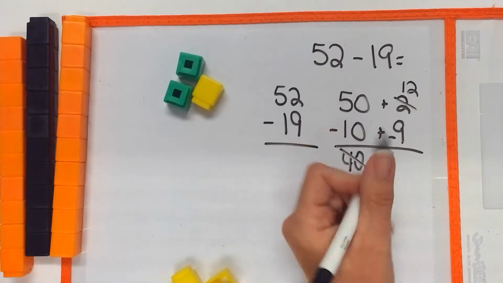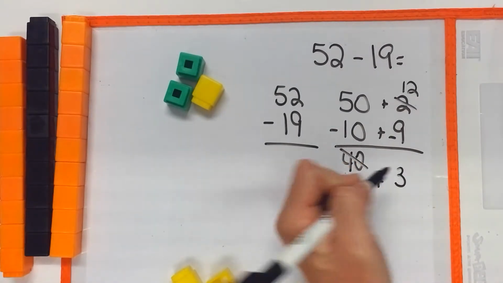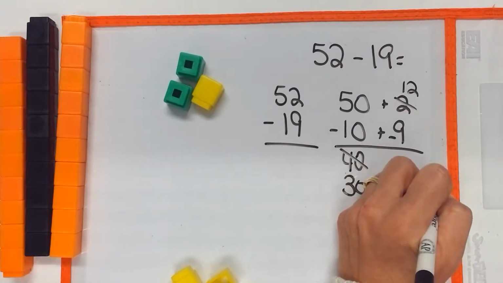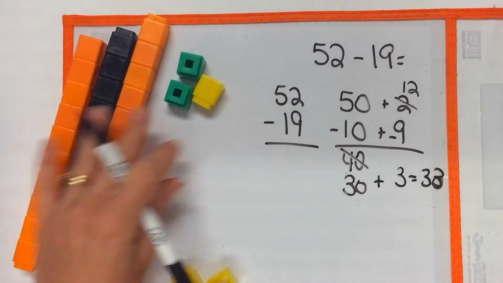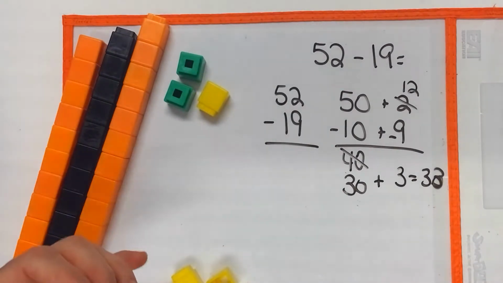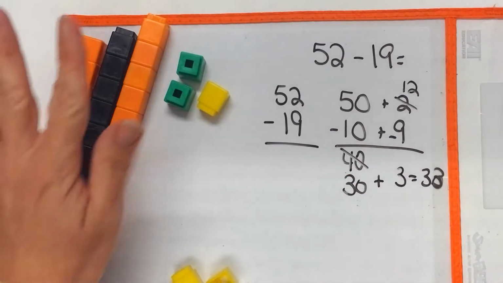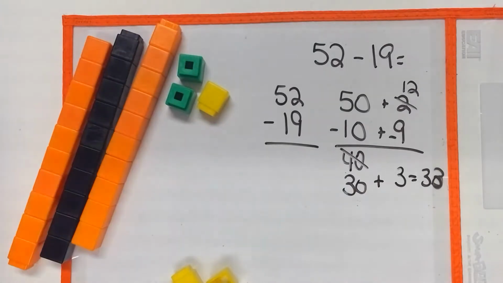And I can see now that I have 3 left. And then I'm going to take this expanded form, put it together, and I should see that I have 33 left over. So this is working through partial differences using expanded form to help us do the subtraction. It works really, really well with the manipulatives as far as what's happening.